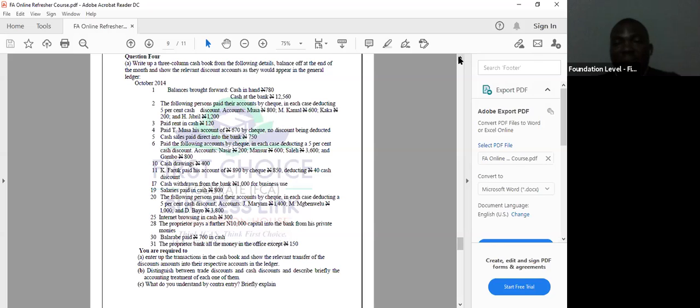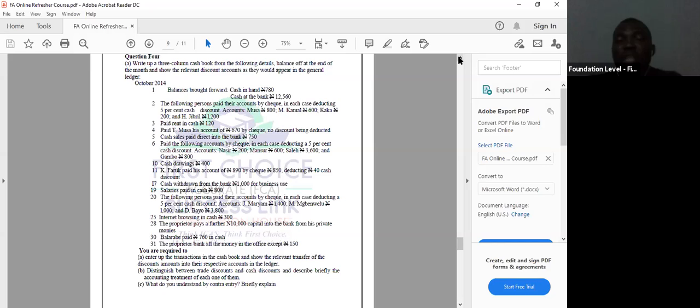And that is why, if the customer does take advantage of it, then you need to start to raise what we call discounts allowed. It's because you have allowed the customer to enjoy it. So the cash discount that you give out is what we call discount allowed. But the discount that you receive from your vendor, the one you enjoy from your vendor, is what we call discount received.